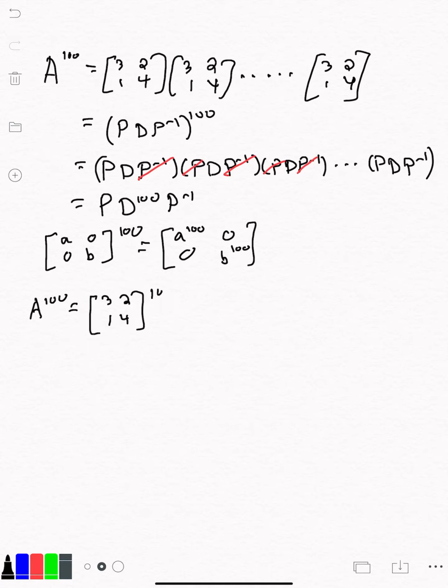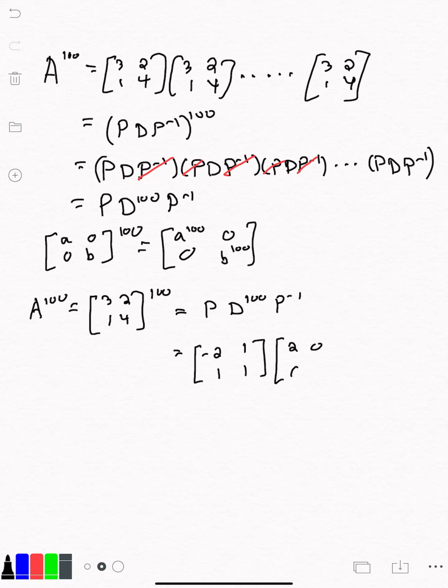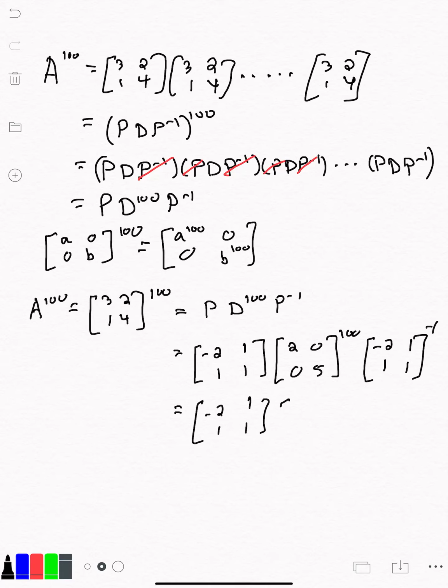So in this case, with this previous one, A to the 100, which is 3, 2, 1, 4 to the 100, is going to be P, D to the 100, P inverse. The P matrix was -2, 1, 1, 1. The D matrix was 2, 0, 0, 5 to the 100. And then the inverse here is -2, 1, 1, 1 inverse. And we can do 100 now. I picked a number that was maybe a little larger than would be nice. 2 to the 100 is pretty large, and 5 to the 100 is even larger. But it's something that can be done on a calculator or a computer. And then once you've done that, you just have to multiply 3 matrices together, and you'd get the answer. So one of the most useful applications of diagonalizing a matrix is to be able to take powers of matrices, which otherwise would be next to impossible to do.